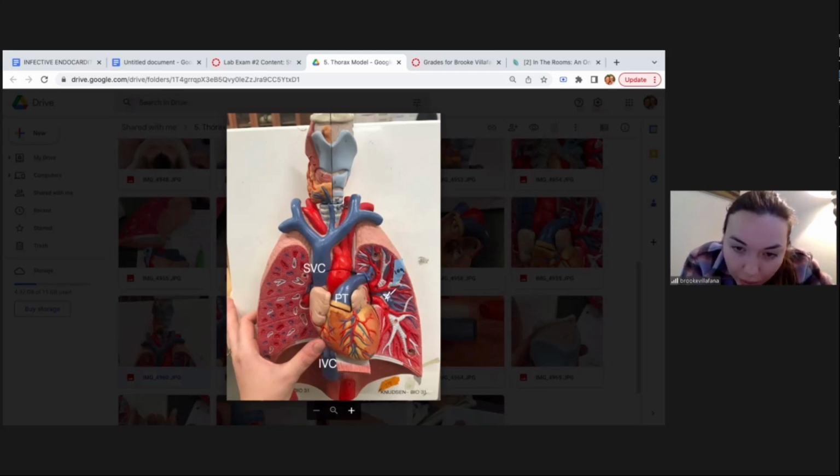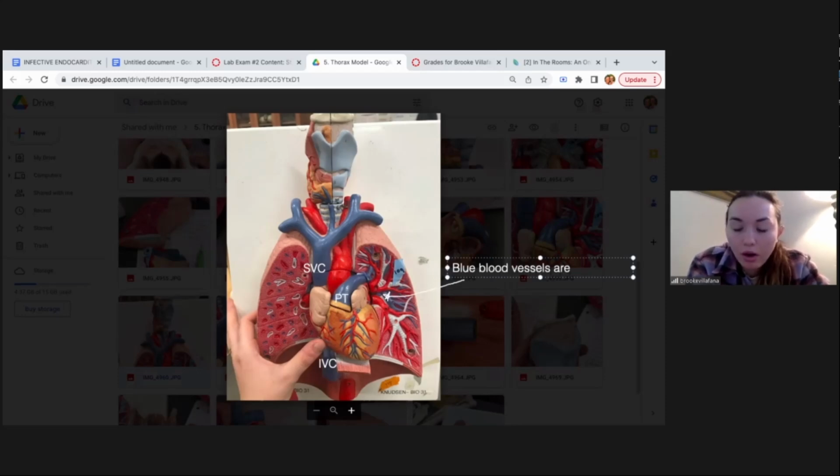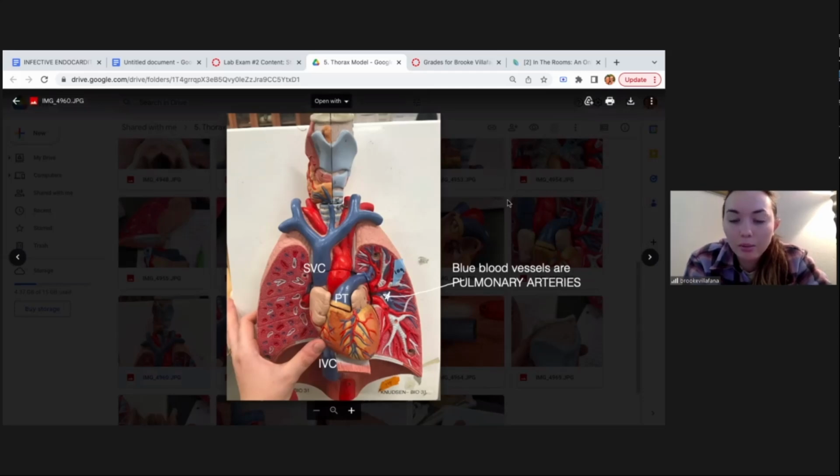So these blue blood vessels are pulmonary arteries. So for your test, those blue blood vessels are pulmonary arteries, right? The ones in the lungs.